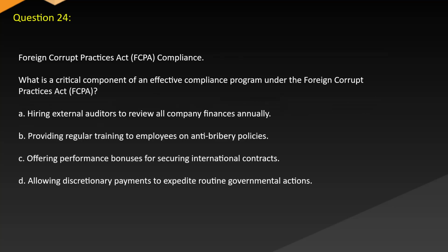Question 24. Foreign Corrupt Practices Act, FCPA, compliance. What is a critical component of an effective compliance program under the Foreign Corrupt Practices Act, FCPA? A. Hiring external auditors to review all company finances annually. B. Providing regular training to employees on anti-bribery policies. C. Offering performance bonuses for securing international contracts. D. Allowing discretionary payments to expedite routine governmental actions.